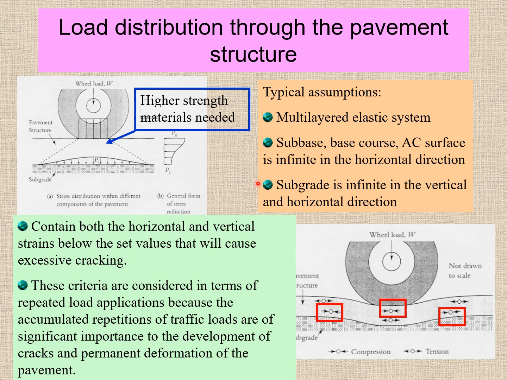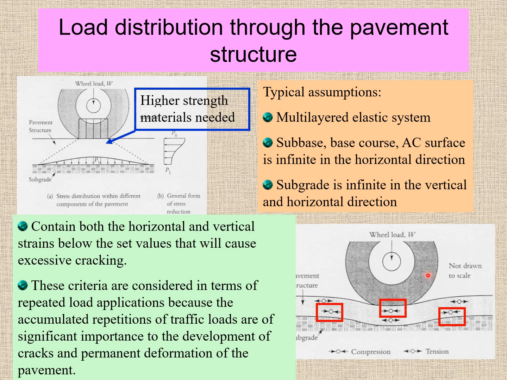Some other important things which I mentioned on this slide: contain both the horizontal and vertical strains below the set value that will cause excessive cracking. These criteria are considered in terms of repeated load application because the accumulated repetitions of traffic loads are of significant importance to the development of cracks and permanent deformation of the pavement.